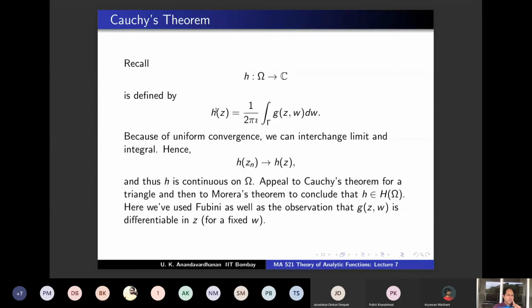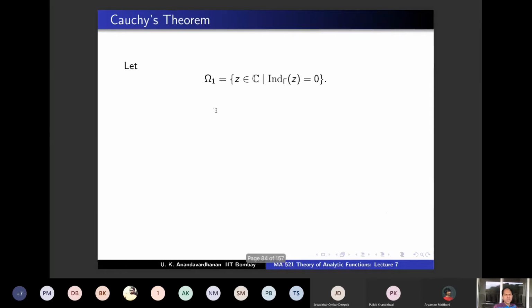I hope everything is clear till now. So we have constructed a function h using the function of two variables g, and we have shown that it's continuous. Moreover, it is holomorphic throughout omega. Now I'm interested in extending it as an entire function throughout C.